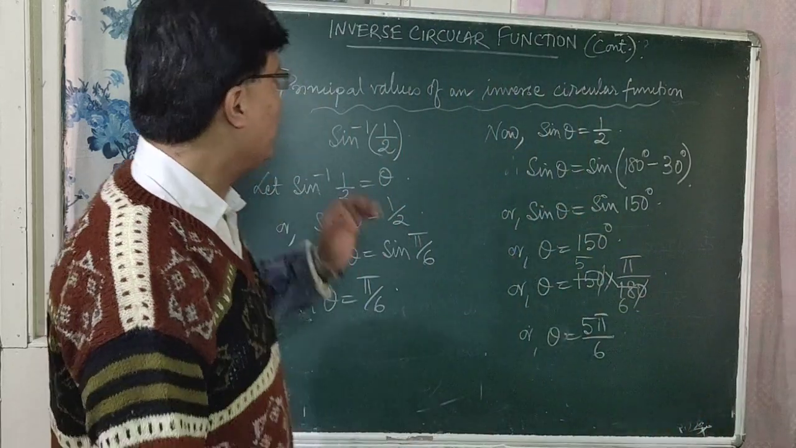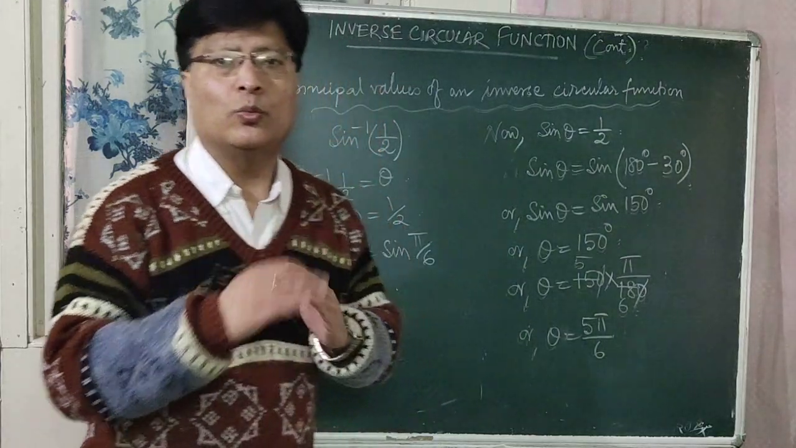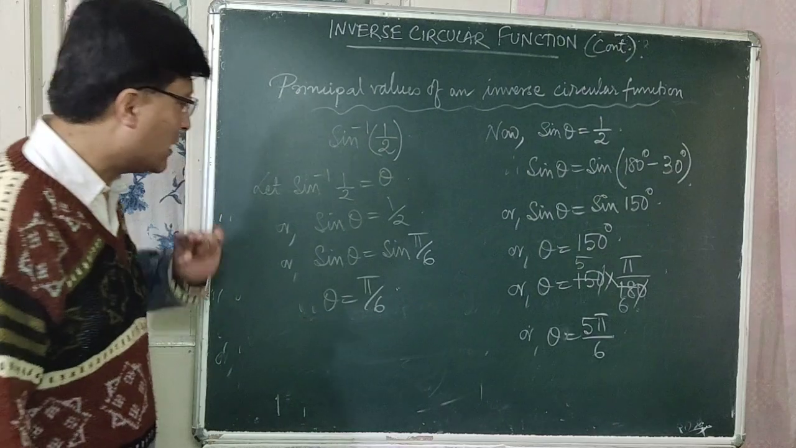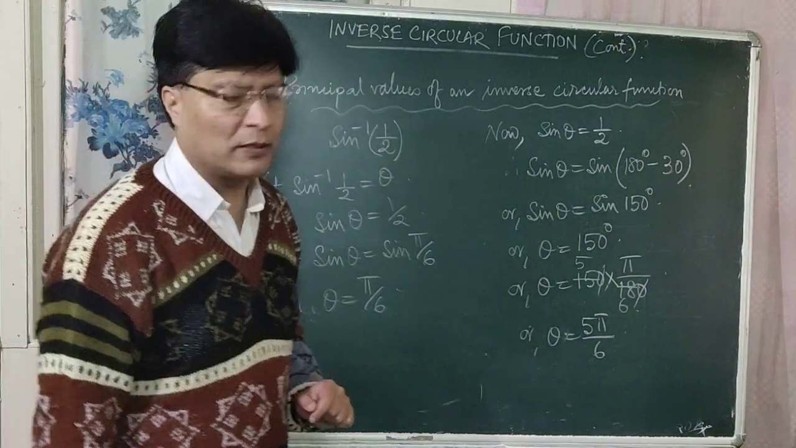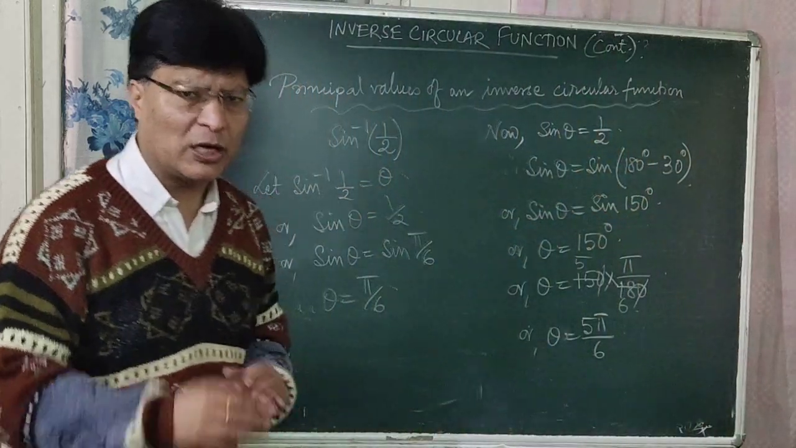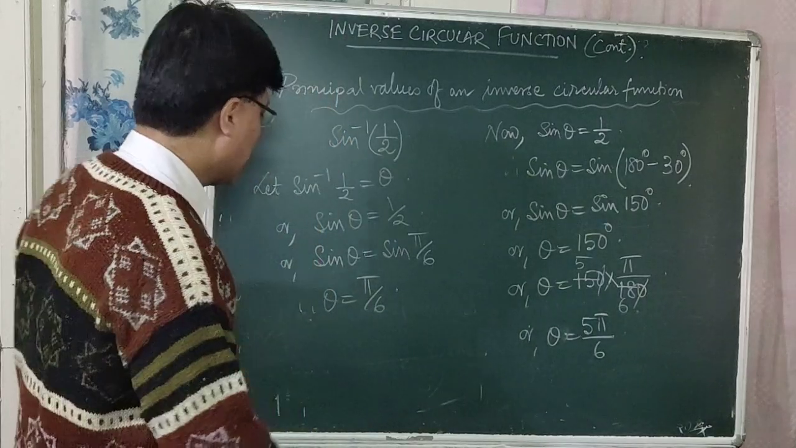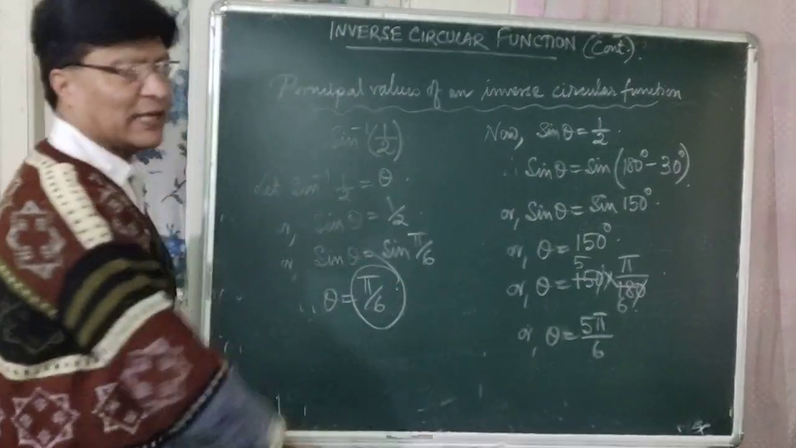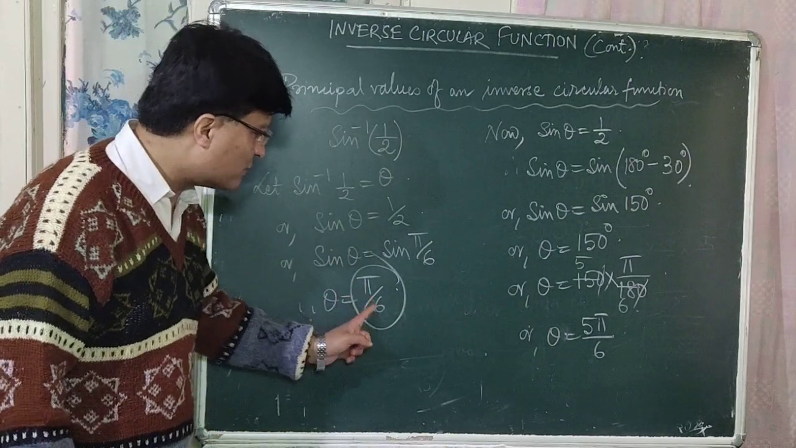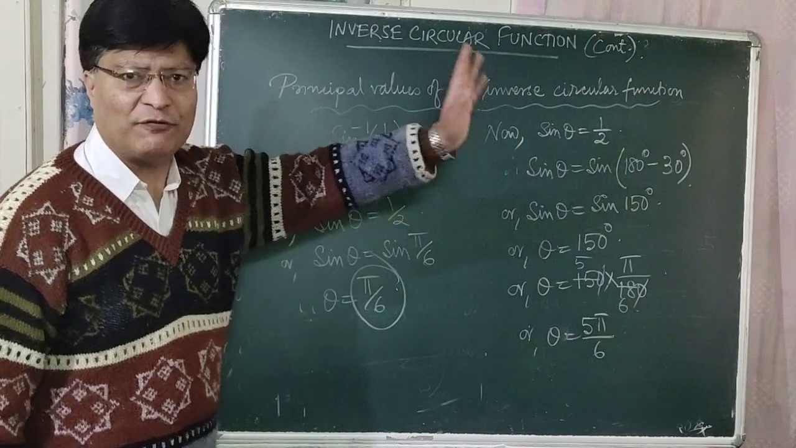But if you are asked to find out the value of an inverse circular function, which value will you find? At the end, we have to find the least value. Suppose you are asked to find out the values of some inverse circular function, always find out the least value of that inverse circular function. That means we consider only this pi by 6. That is why this least value is called the principal value of an inverse circular function.